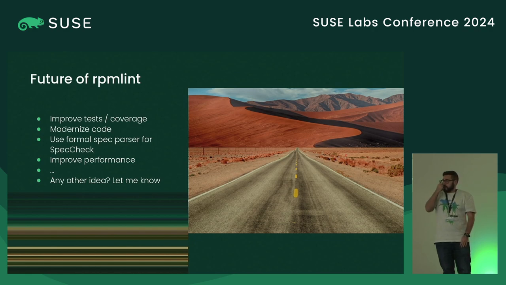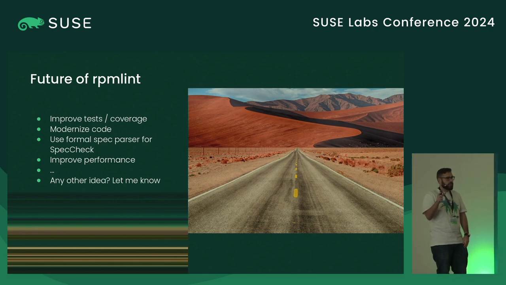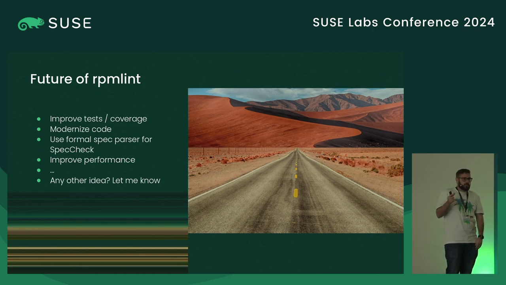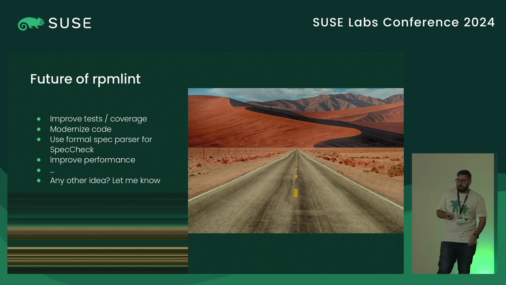In rpmlint, we have some kind of spec parser. It's not a parser, it's just a lot of regular expressions to check the spec file. And I know that there are formal spec file parsers. I want to try to integrate some kind of formal parser in the spec check, so we can remove a lot of the regular expressions that we have there, which are parsing the spec file line by line.